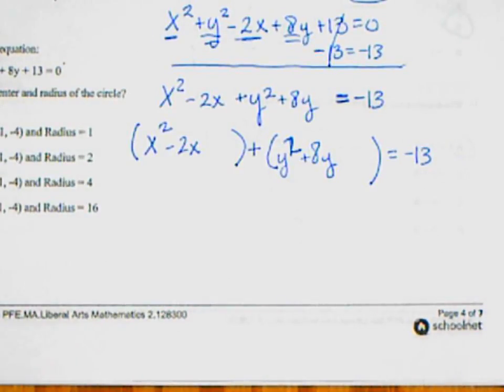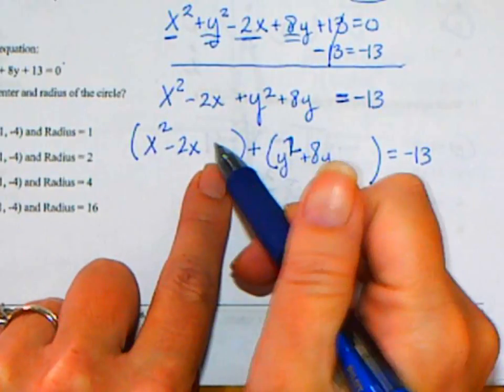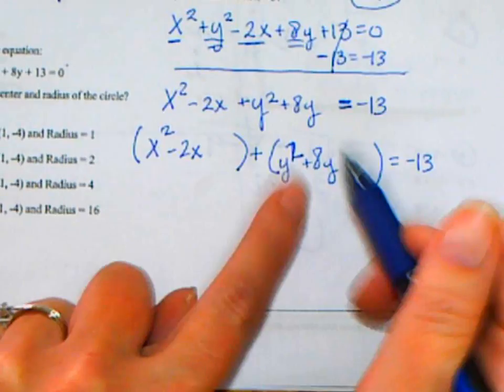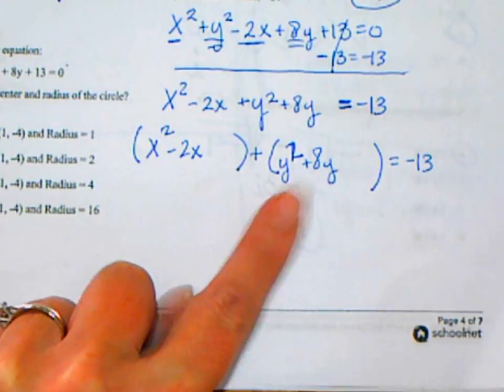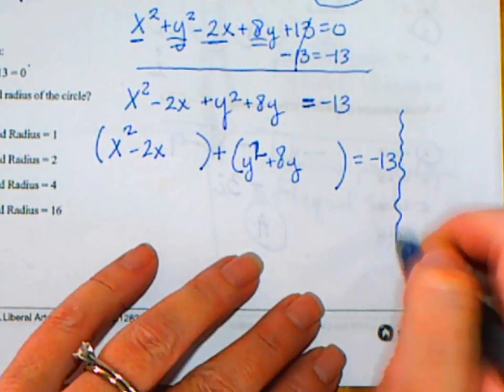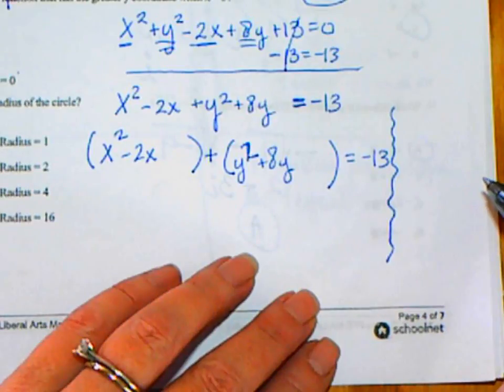So, I've got to figure out what number I'm going to put in this set of parentheses to make this a perfect square trinomial, and in this set of parentheses to make this a perfect square trinomial, okay? That's called completing the square. We did a whole lesson on completing the square a long time ago.